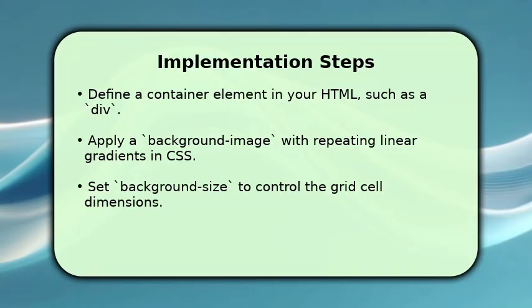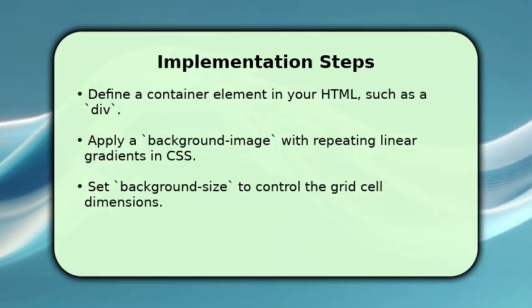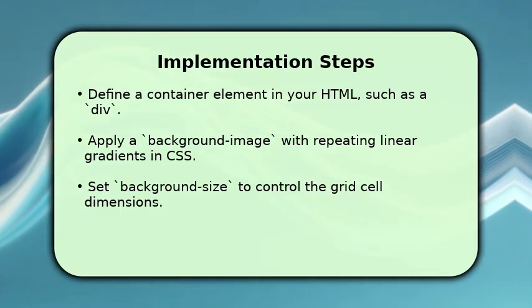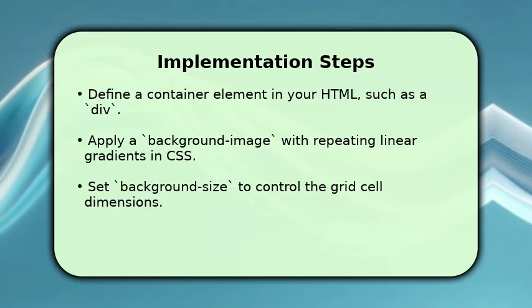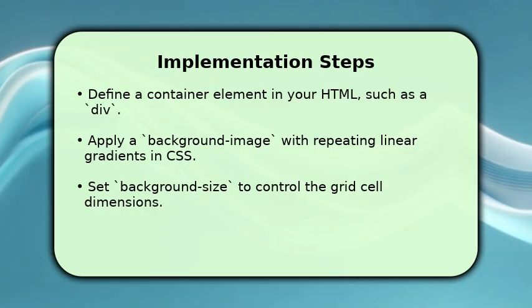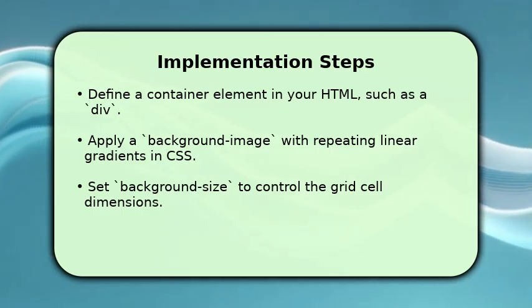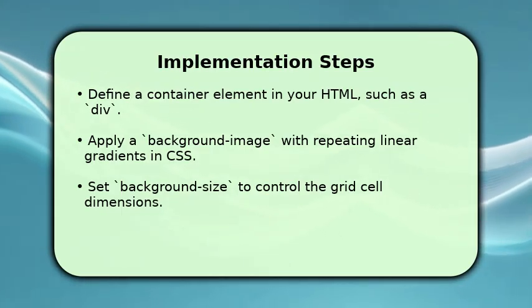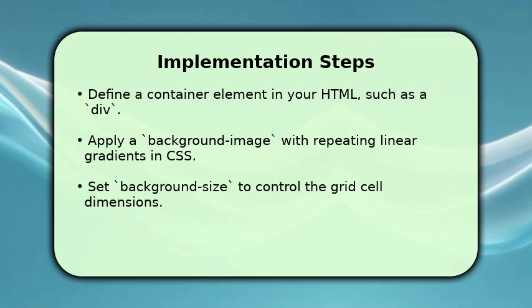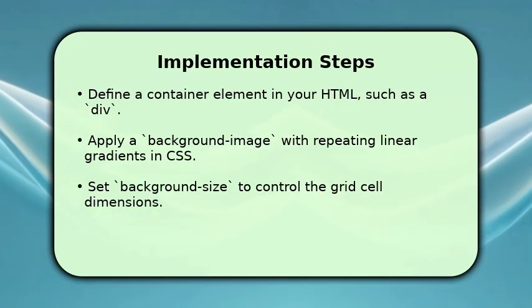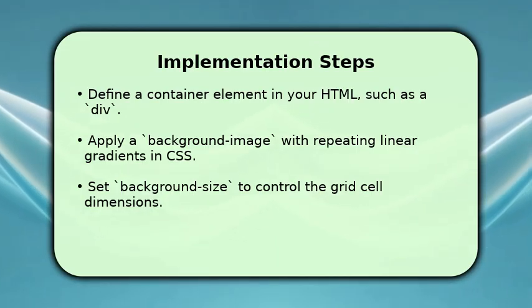Implementing an animated grid background begins with your HTML. Create a div element that will serve as your background container. Next, in your CSS, apply a background image to this div using repeating linear gradients to form the grid lines. You will then set the background size property to define the size of each grid cell, perhaps 20 pixels by 20 pixels. Finally, use the CSS animation property to smoothly transition the background position over a duration, for example, 10 seconds, creating the illusion of movement.